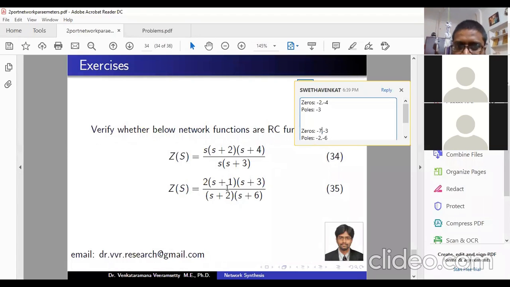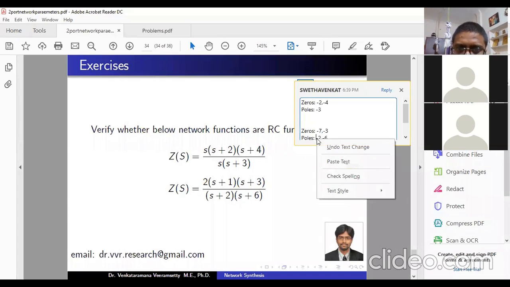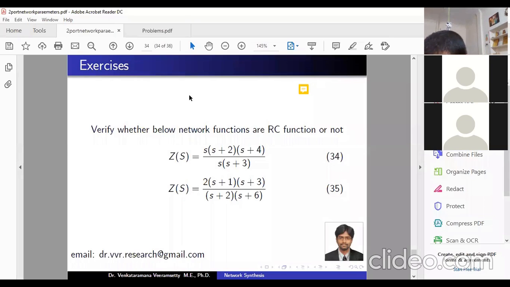So the alternating fashion is satisfied, and what is the next condition? Pole must be near to the origin. Here the pole minus 2 is near to the origin, that is also satisfied. And the zero must be far away from the origin, that is minus 7, which is far away from the origin. So all four conditions are satisfied. If you consider 7 here, then Z of s becomes an RC function. I hope you understand how we verify an RC function.